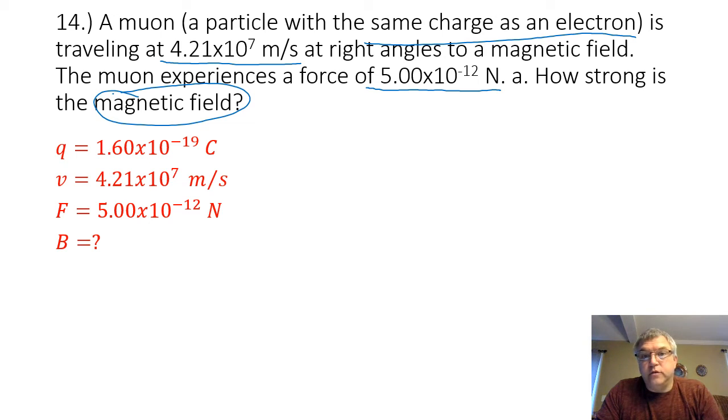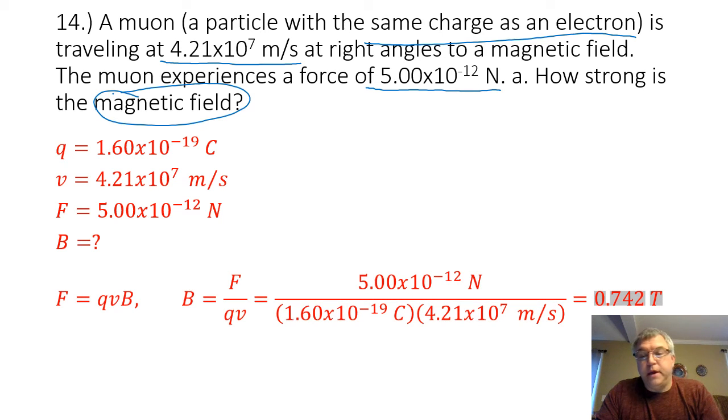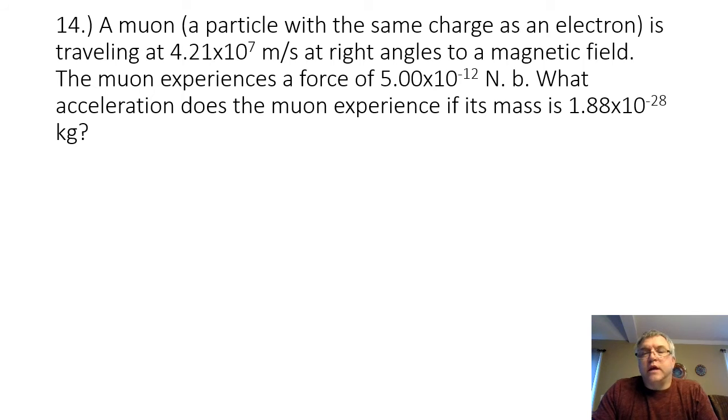So I want to use F equals QVB for this problem. Again, solving for B, or the magnetic field, I'm going to rearrange the formula, and I'm going to have B equals F divided by Q times V. Plug in all of my known values, and I am going to get a strength for the magnetic field of 0.742 Tesla.